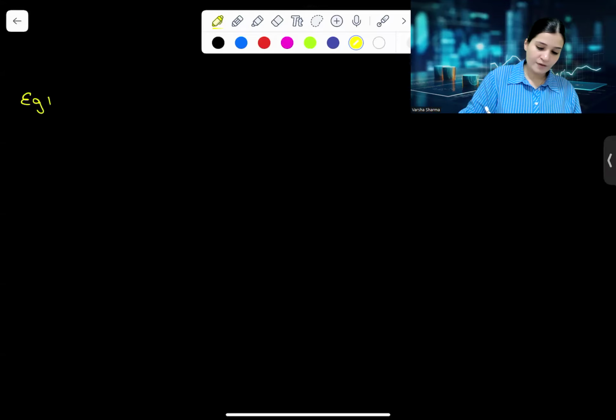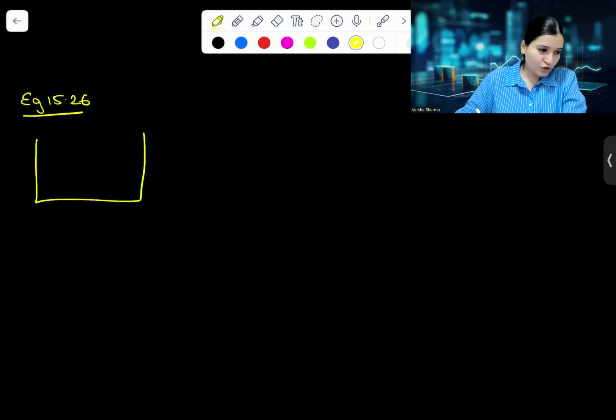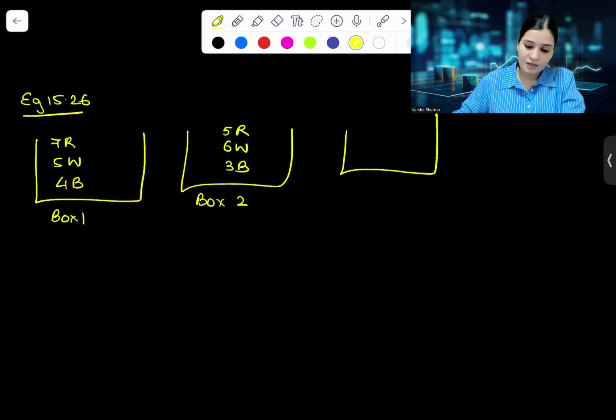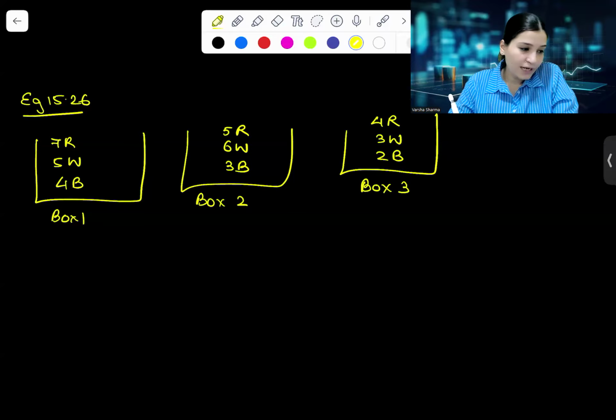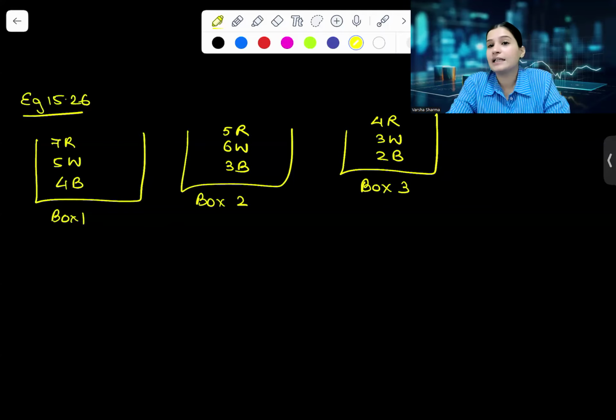15.26. There are three boxes. Box 1, 7 red, 5 white, 4 blue. Box 2, 5 red, 6 white, 3 blue. Box 3, 4 red, 3 white, 2 blue. One box is selected at random and a ball is drawn from it. What is the probability that the drawn ball is red in color?